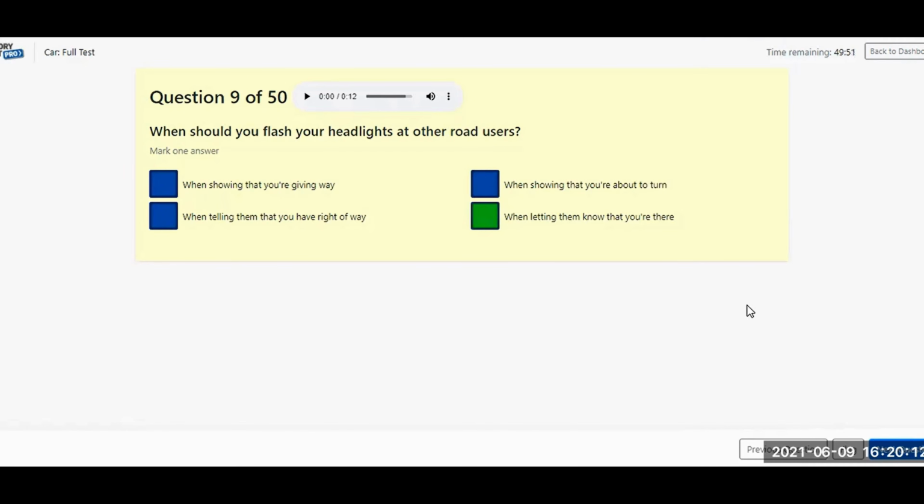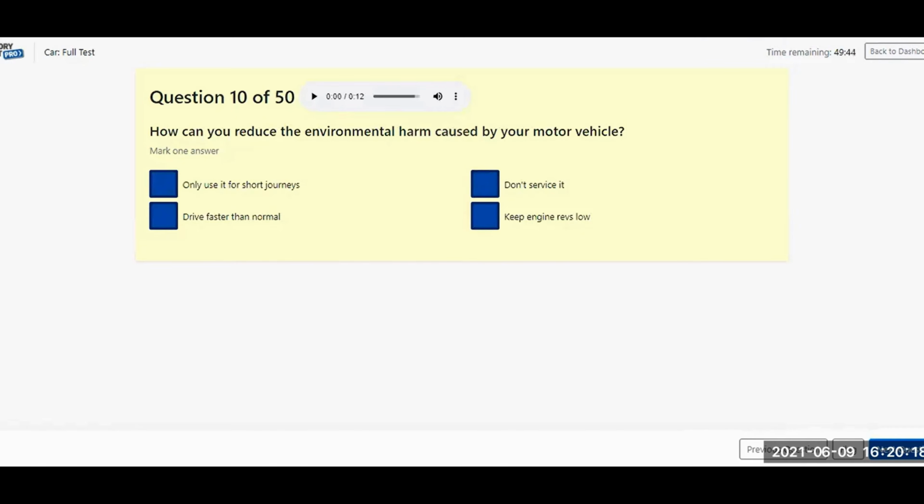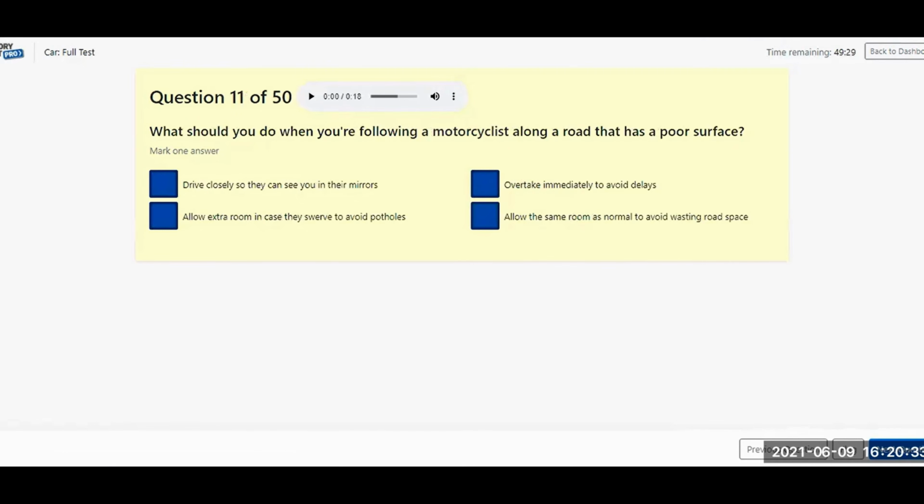When should you flash your headlight to other road users? Again, first of all, you should not do it, and you only do it to warn somebody where you cannot use the horn. How can you reduce the environmental harm caused by the motor vehicle? So think about eco-safe driving. Keep your engine revs low, your RPM meter, keep it low as much as you can. This is like environmentally friendly driving.